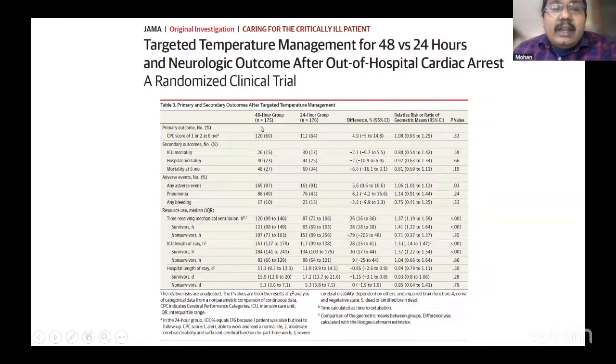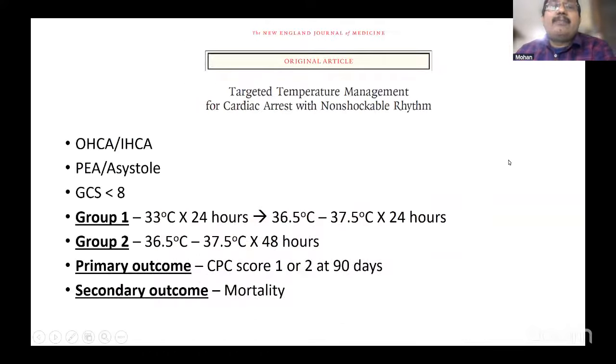In this trial, 175 patients are in the 48-hour group and 176 patients are in the 24-hour group. And here we can see that the CPC score of 1 or 2, which is our primary outcome, is similar, slightly more in the 48-hour group, but it is not statistically significant. And mortality is slightly less in the 48-hour group. Again, it's not statistically significant.